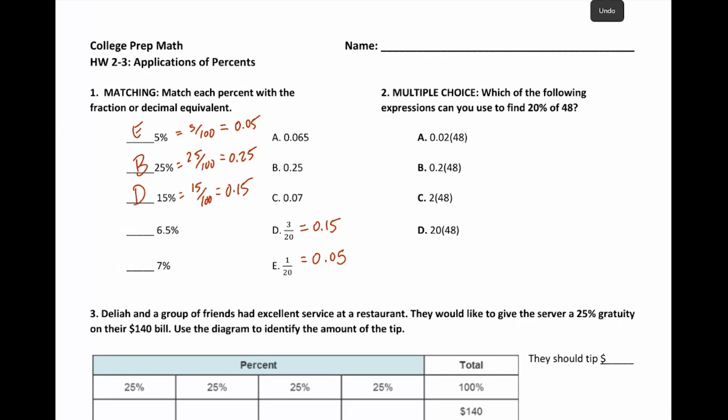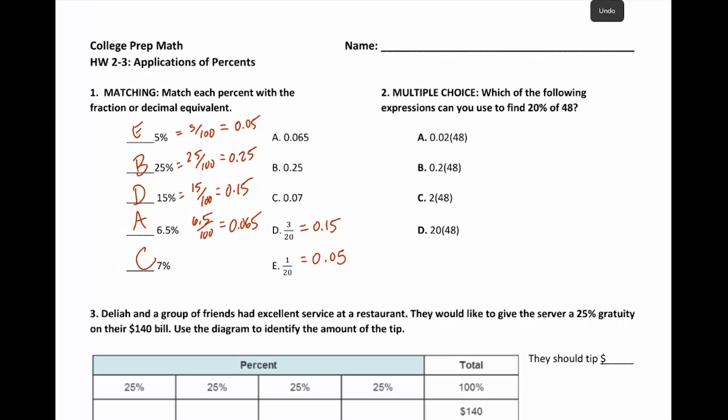What I want you to notice here is that the decimal is always the same number as the percent, but the decimal has been moved over 2 places. So like with 15%, if I move the decimal to the left 2 places, I get 0.15, which is what I have. And that's basically what dividing by 100 does anyway. If I divide 6.5 by 100, I'm going to get 0.065, which is A. And finally, 7% will be C.